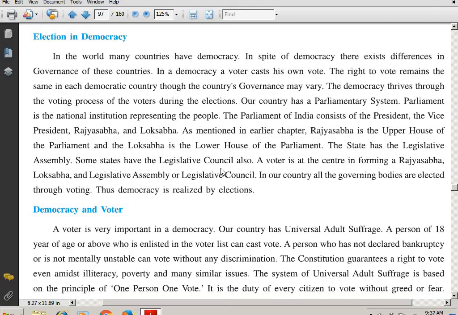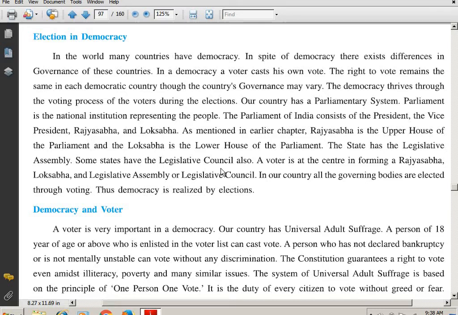These states have two houses, and there the legislative council is the upper house and the legislative assembly is the lower house. We already saw what the legislative assembly is. The state of Gujarat doesn't have a legislative council, whereas Maharashtra, Bihar, Karnataka, Uttar Pradesh and Tamil Nadu have these houses.